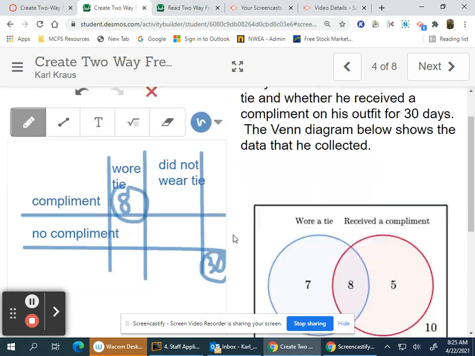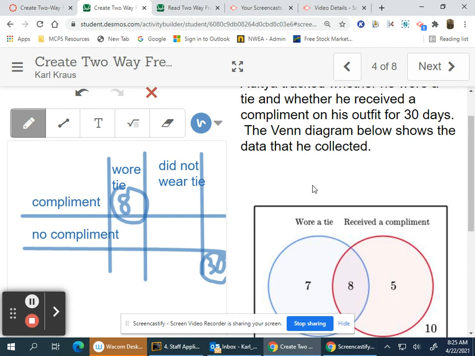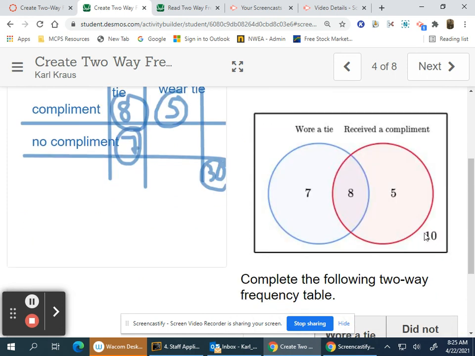And then 7 were tied and no compliment. And 5 received a compliment but did not wear a tie. And this is 10 here, neither. So these are the information that's given.